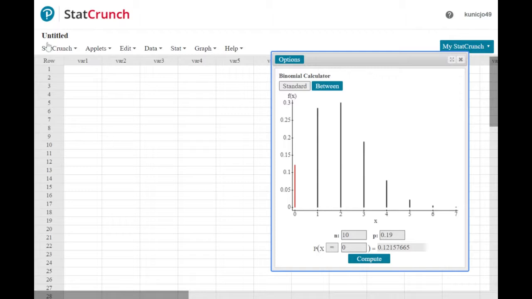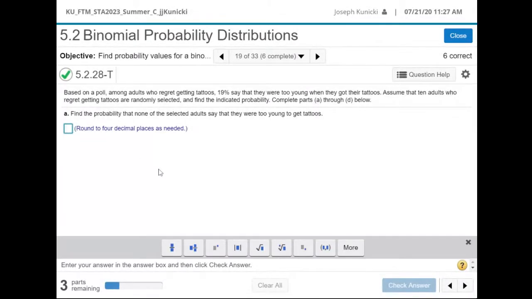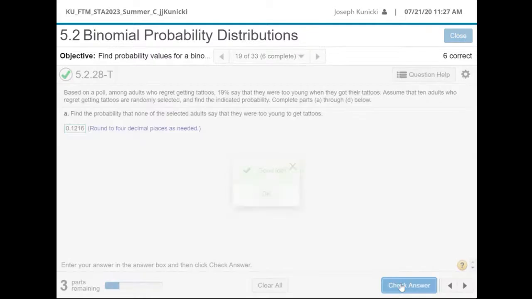So now I go back to the problem. This is time consuming, but it's the only way to do it. And here comes the problem, right? Okay, there's the problem. I hope you see it. Yes, I do. So 4 decimal places, 0.1216. I hit check answer, and it says good job.